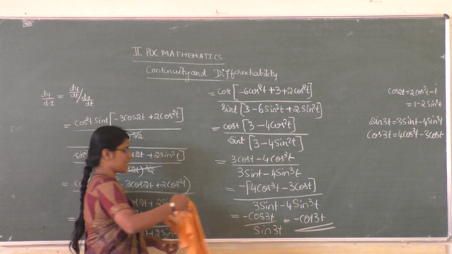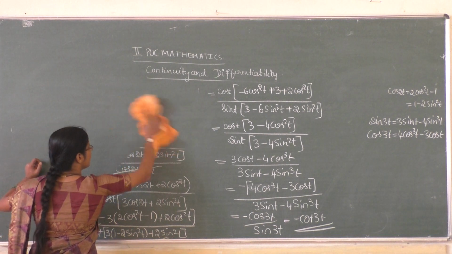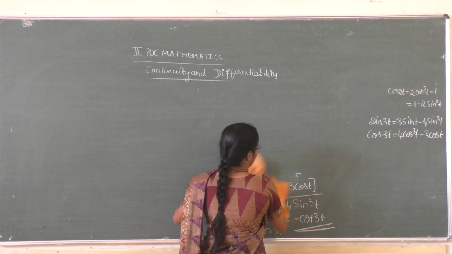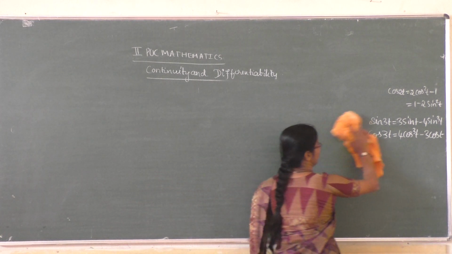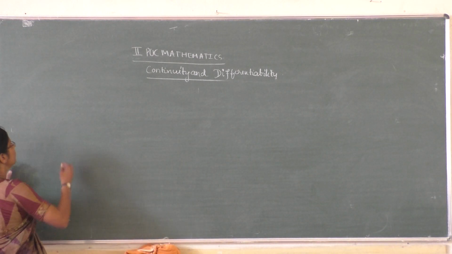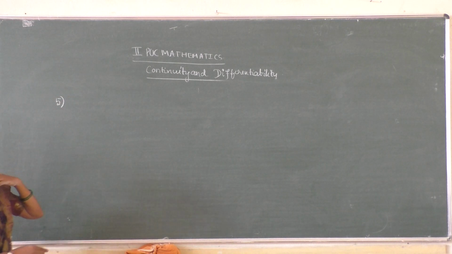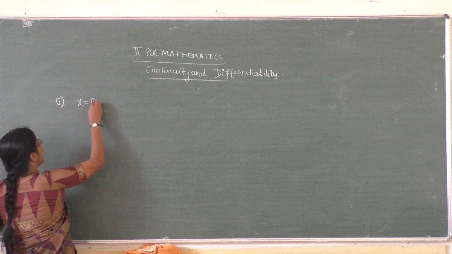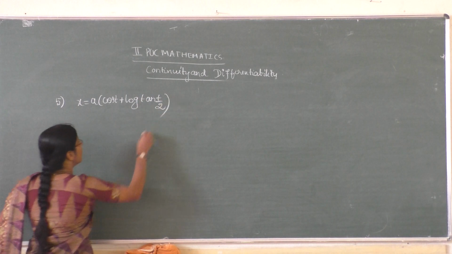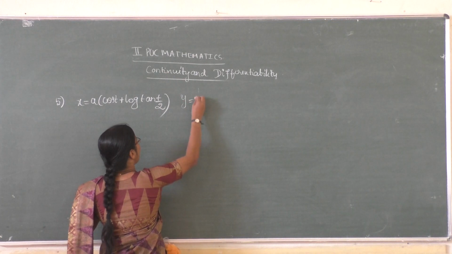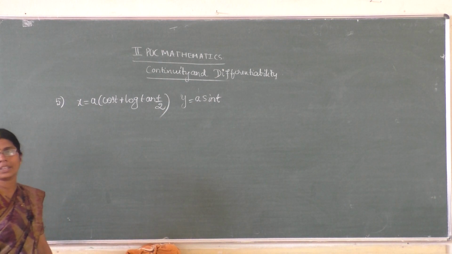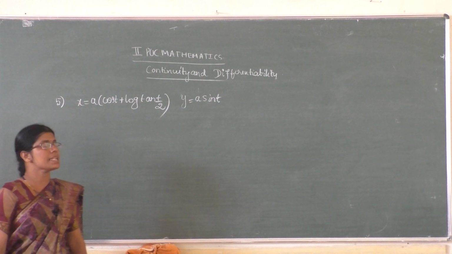Okay, we continue with the next problem, the fifth one. x is equal to a into cos t plus log tan t by 2, y is equal to a sin t.